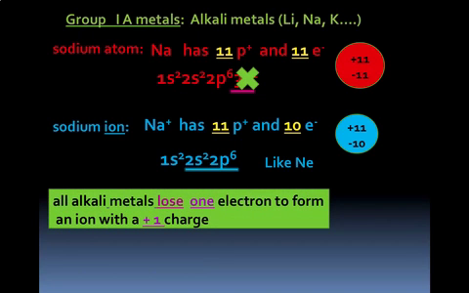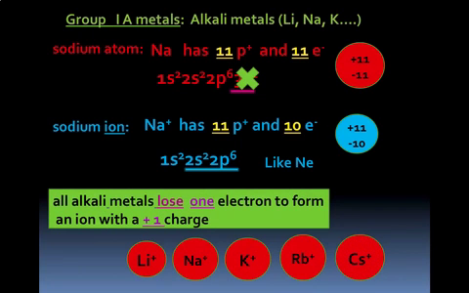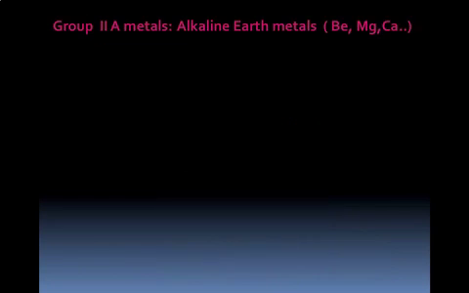So all the alkali metals will follow this pattern. They'll lose 1 electron to form an ion with a 1+ charge. So lithium +1, sodium +1, potassium +1, rubidium +1, and you don't have to write the 1, you can just write the plus.